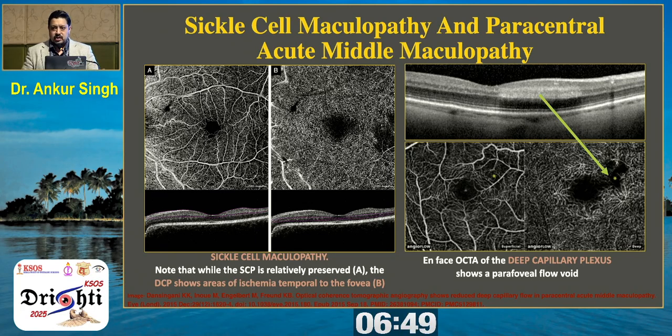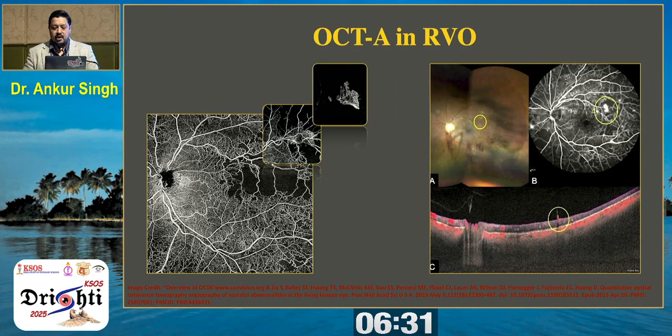OCT angiography can also detect the flow void area in the middle or the deeper capillary plexus, allowing us to understand and visualize pathology which affects only certain layers of the retina, like paracentral acute middle maculopathy or sickle cell maculopathy, which affect the middle or deeper layer of the retina. OCT angiography can also help you to identify NV in RVOs.